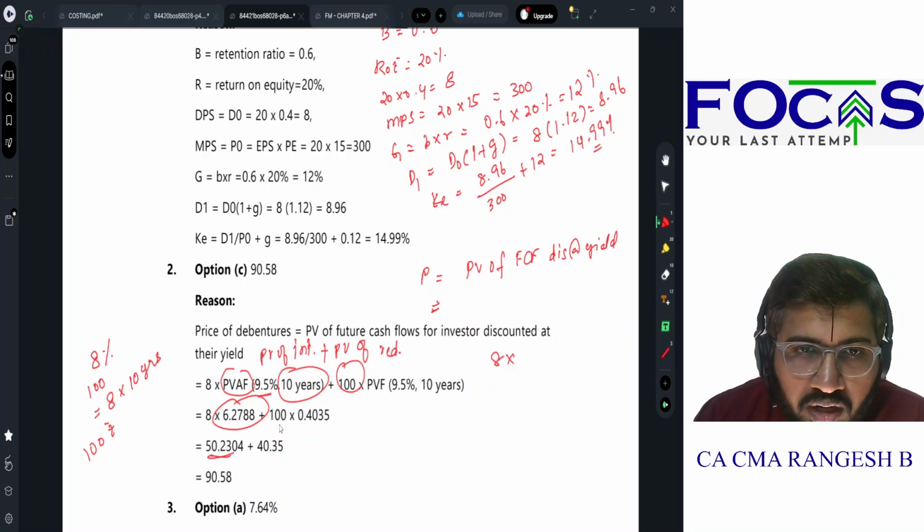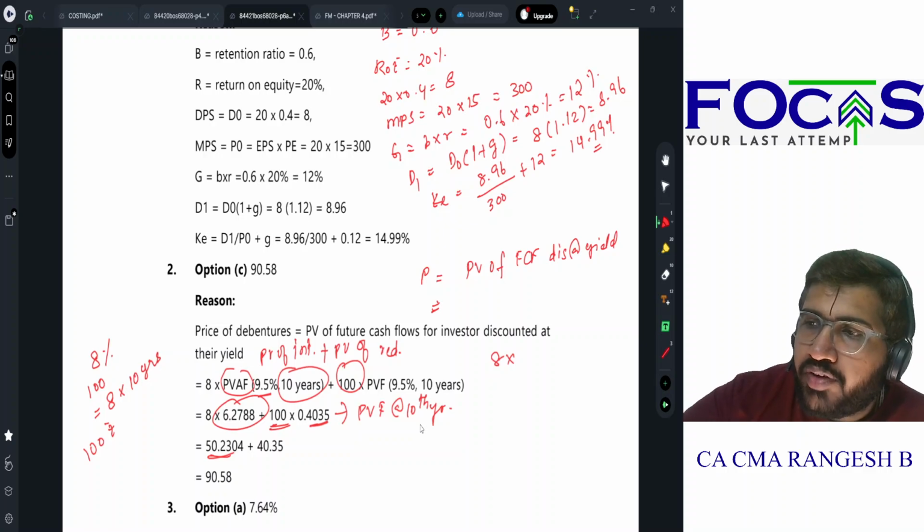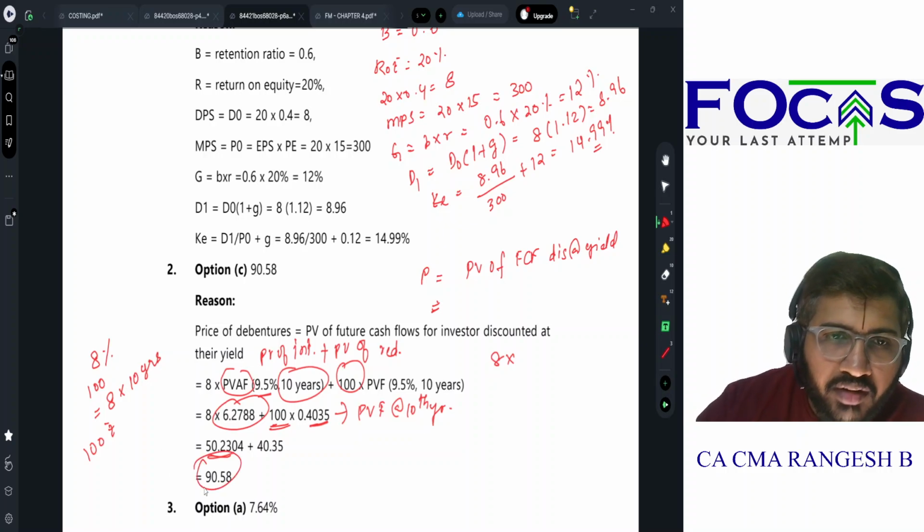So 50.234. 100 into 0.04, this is the present value factor at the 10th year, 40.35. So my total is 90.58.